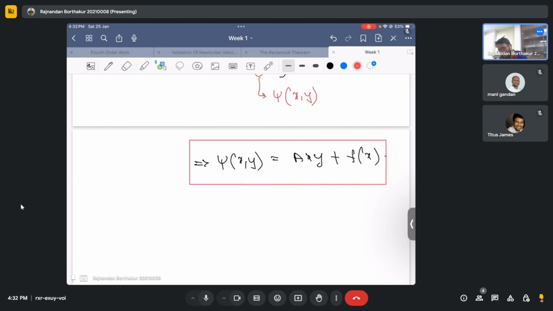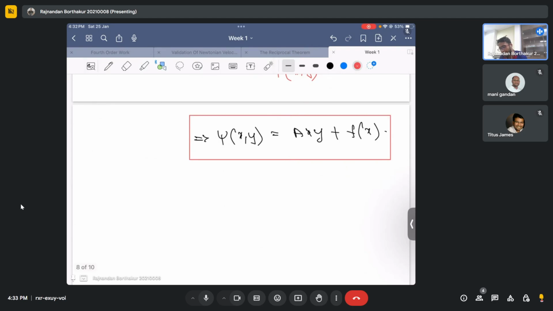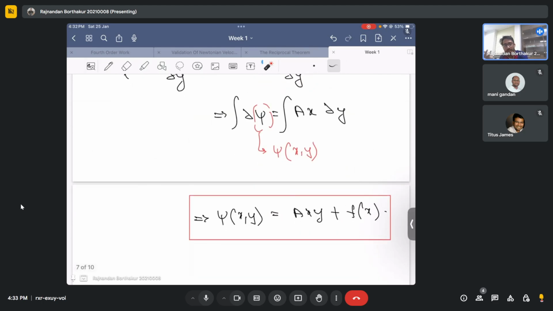But we are only asked to evaluate psi. So are we done yet, or is there still something we need to find out? We just integrated and said psi is axy. But knowingly or unknowingly, when we did this integration, a function popped up, which is f of x. This f of x is an arbitrary function we don't know, and we need to determine it.